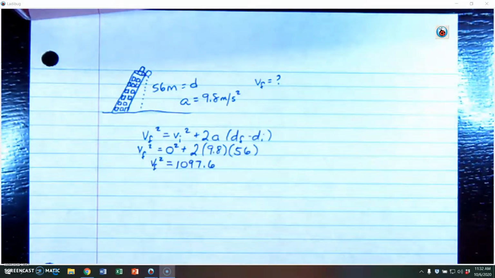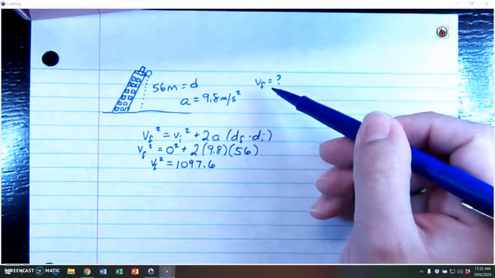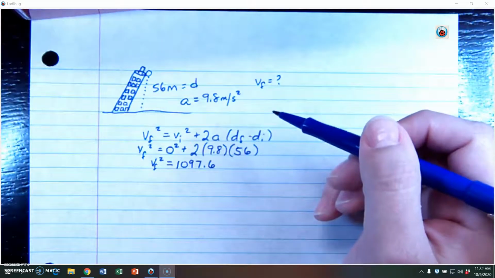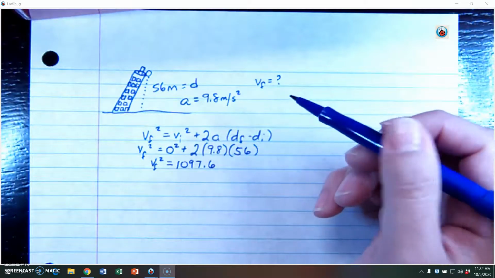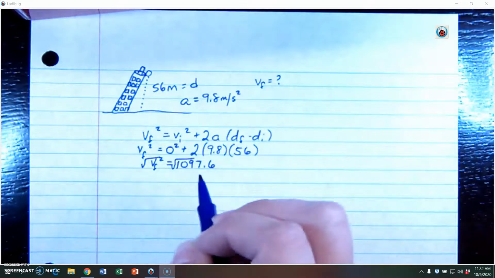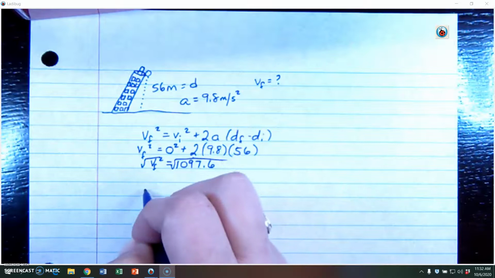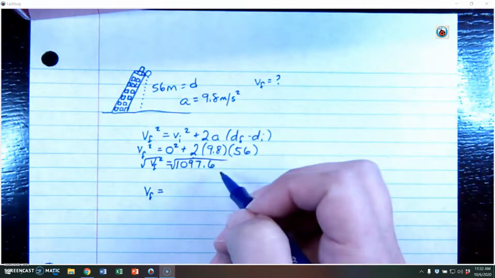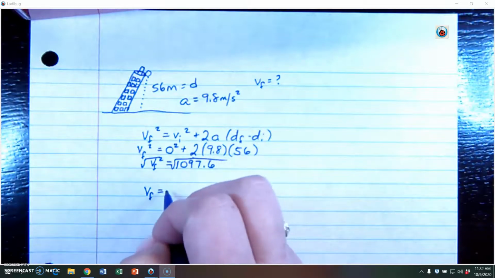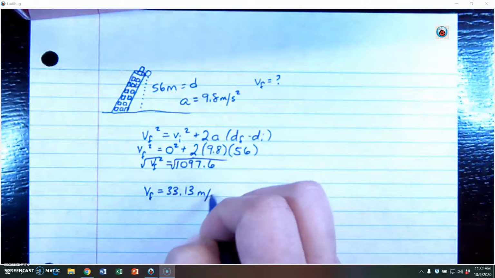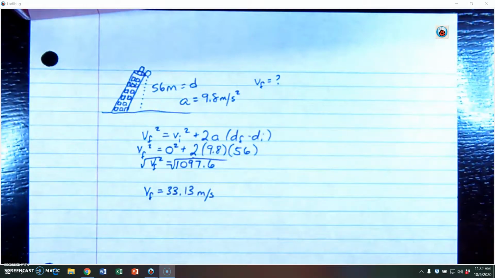Okay. Now, we don't want vf squared. We want just the final velocity. How fast was it going at the end? So how do I undo a square? The opposite of squaring something is taking the square root. So I need to take the square root of both sides. And then I have just vf is equal to the square root of 1097.6, which I get 33.13 meters per second. Okay.